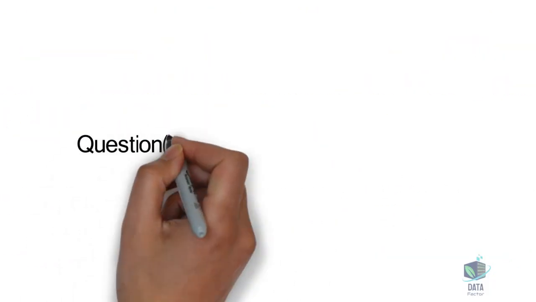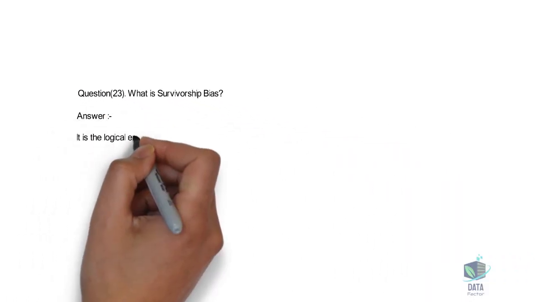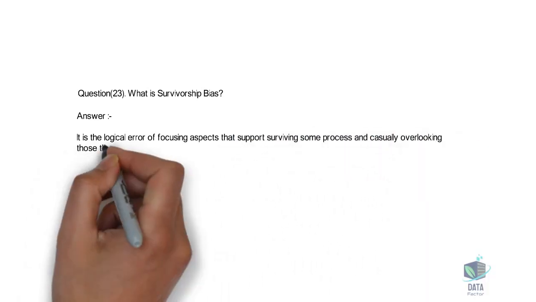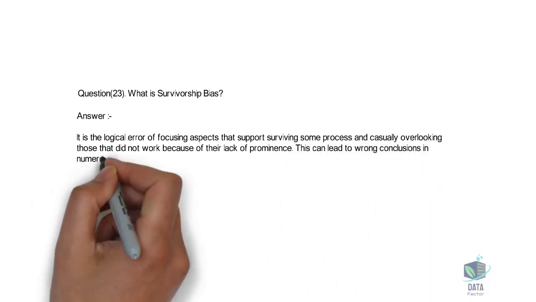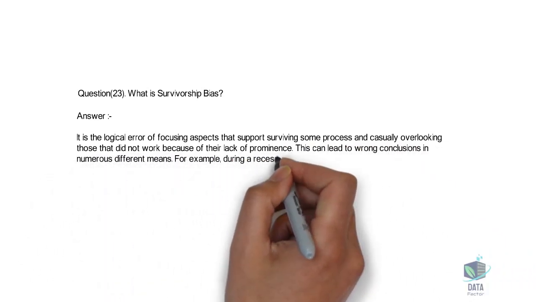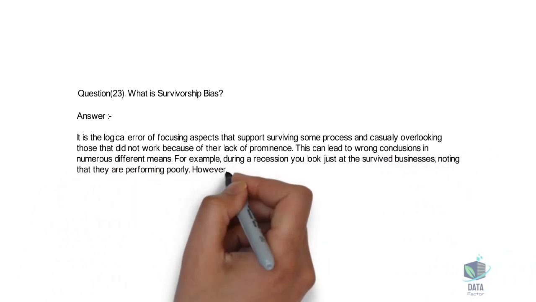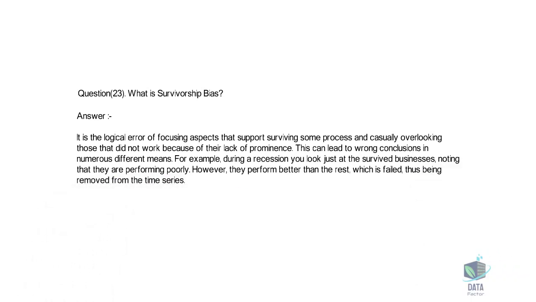Question 23. What is survivorship bias? Answer. It is the logical error of focusing on aspects that support surviving some process and casually overlooking those that did not work because of their lack of prominence. This can lead to wrong conclusions in numerous different ways. For example, during a recession you look just at the surviving businesses, noting that they are performing poorly. However, they perform better than the rest, which failed, and thus were removed from the time series.